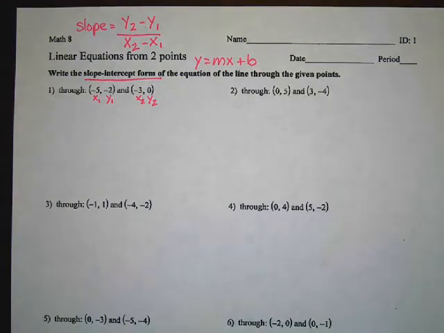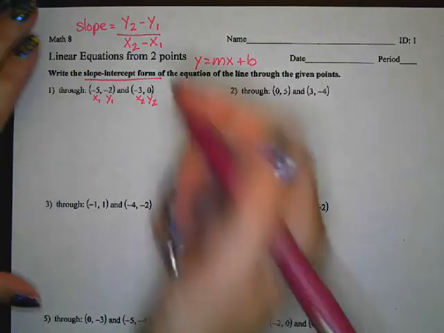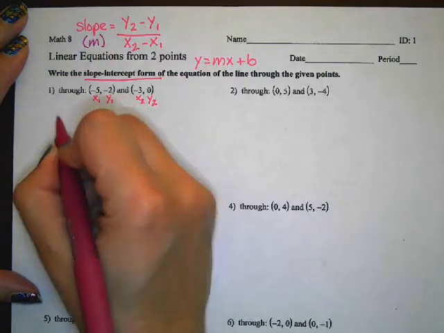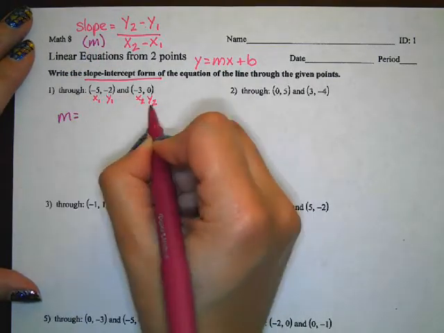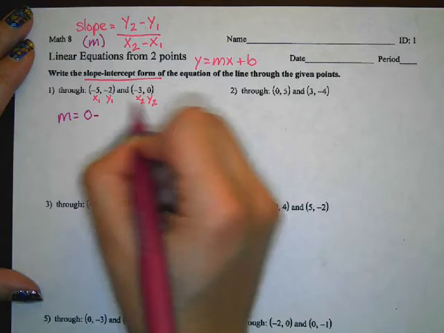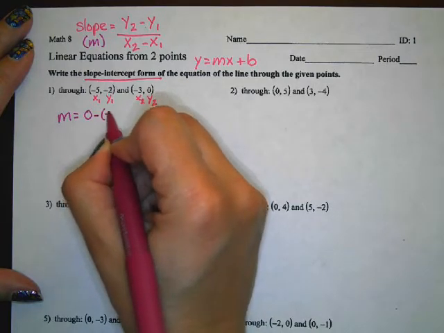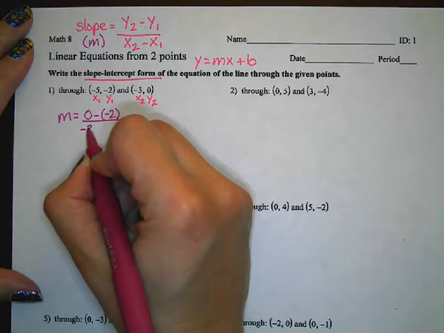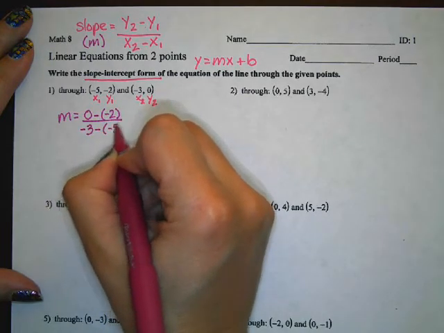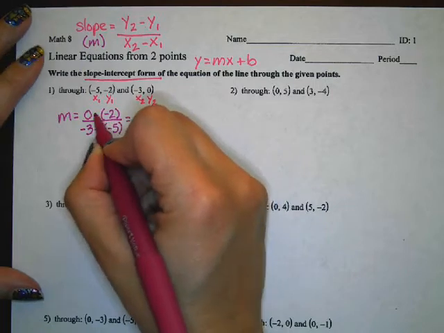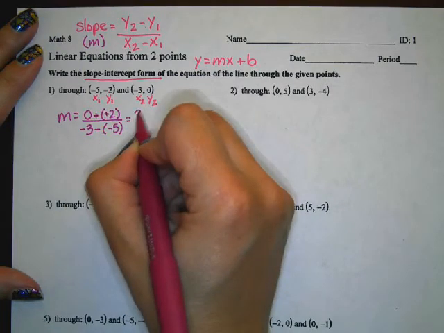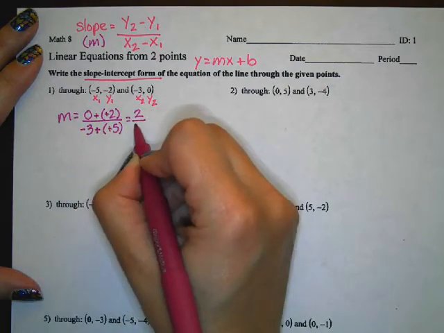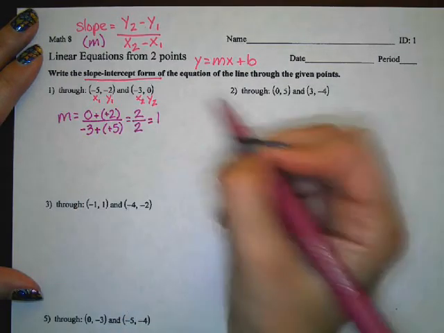All right, so first we went ahead and found the slope. So we know that the slope, or m, is equal to y2, which is 0, minus y1, which is negative 2, divided by negative 3 minus negative 5. Once we figure that out, 0 plus 2 is 2. Negative 3 plus a positive 5 is also 2, so our slope was 1.